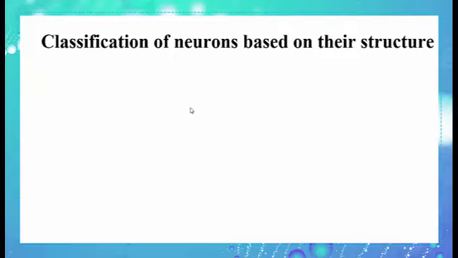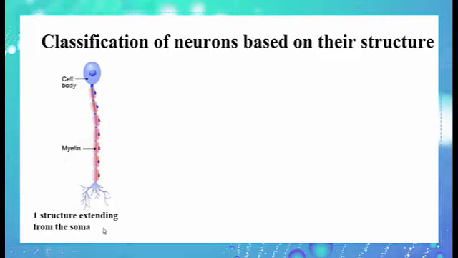Now we have to classify the neurons according to their structure. Observe well the following figure. It's the cell body because it contains the nucleus. From the cell body, how many cytoplasmic prolongations do we have? This is the circle, the cell body. We have only one cytoplasmic prolongation, one structure extending from the soma or the cell body. So this neuron is called a unipolar neuron.